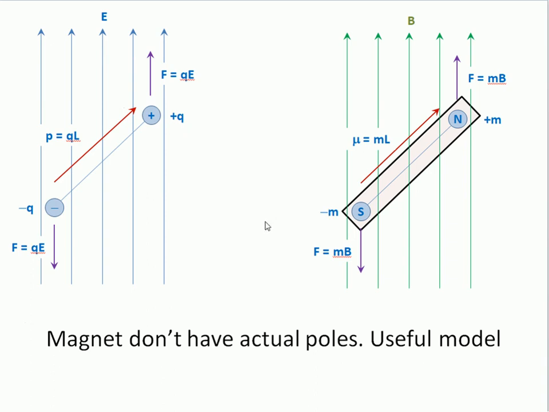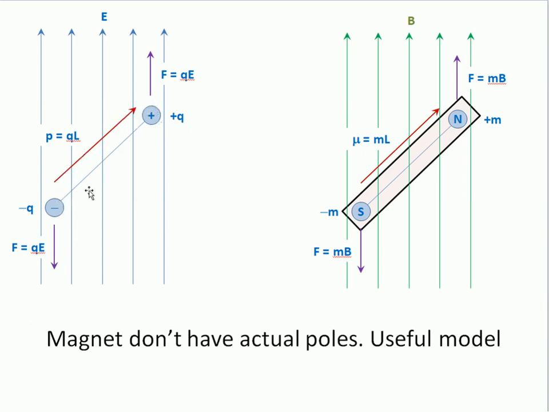On the left-hand side is an electric dipole. You might recall that an electric dipole is formed when you have opposite and equal charges. The strength of the dipole is simply the magnitude of the charge times the length, and the direction of the electric dipole goes from negative to positive.